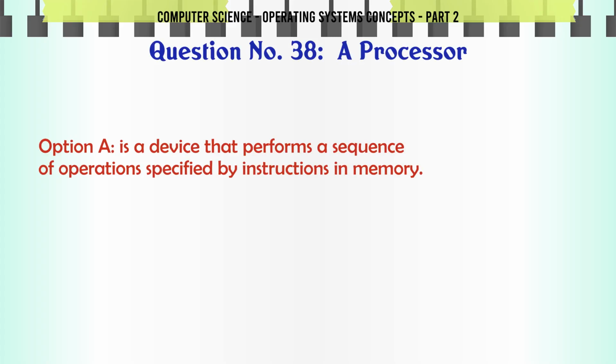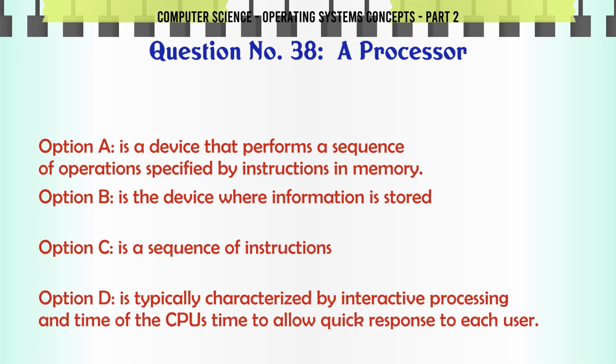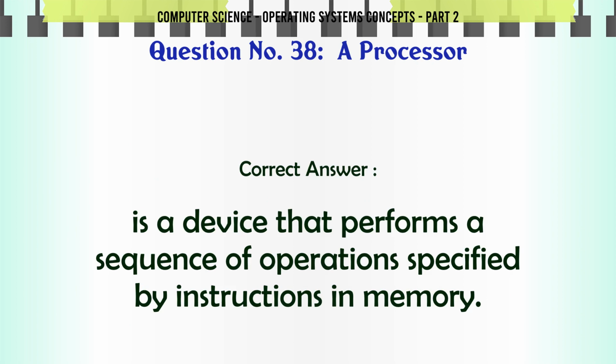A processor. A. Is a device that performs a sequence of operations specified by instructions in memory. B. Is the device where information is stored. C. Is a sequence of instructions. D. Is typically characterized by interactive processing and time-slicing of the CPU's time to allow quick response to each user. The correct answer is a device that performs a sequence of operations specified by instructions in memory.